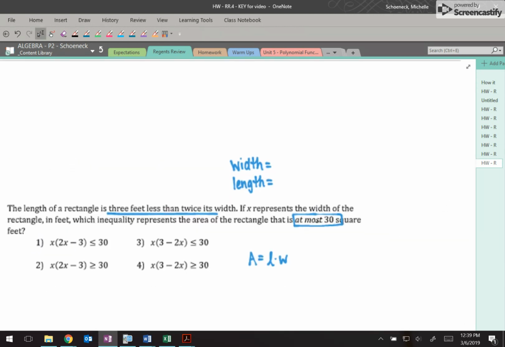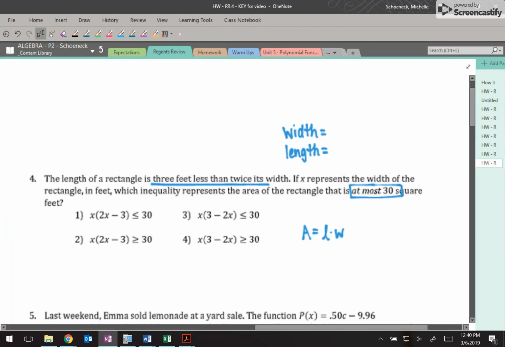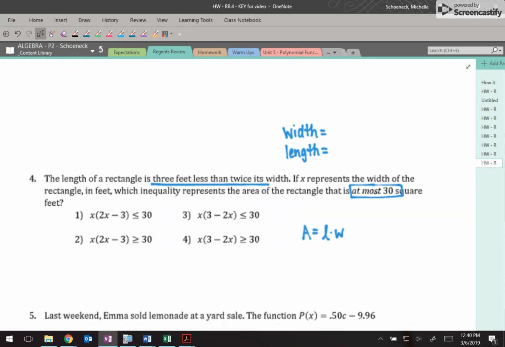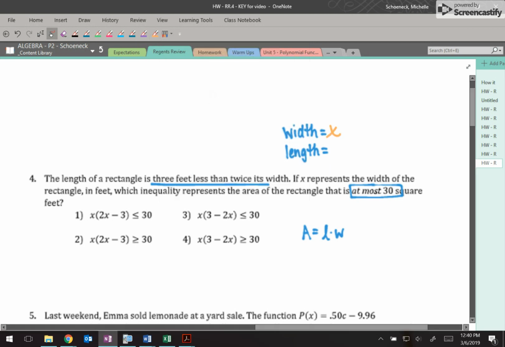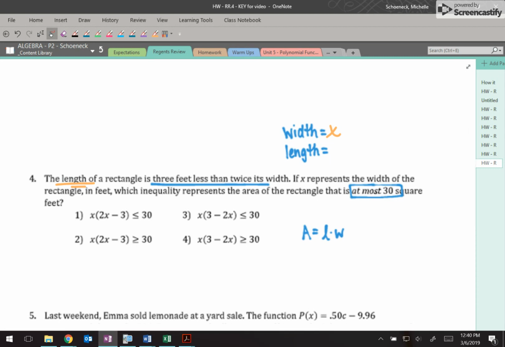Okay, number 4. The length of a rectangle is 3 feet less than twice its width. That's super important. If x represents the width of the rectangle, so here we can already fill out this top part. The width, we want to say that that's x, and the length is in that sentence. Which inequality represents an area of the rectangle that is at most 30 square feet? So at most means it can be less than or it can be equal to 30, but it can't be more than that. So we're looking for an inequality that's got less than or equal to 30. So I'm going to get rid of 2 and 4 as answer choices.